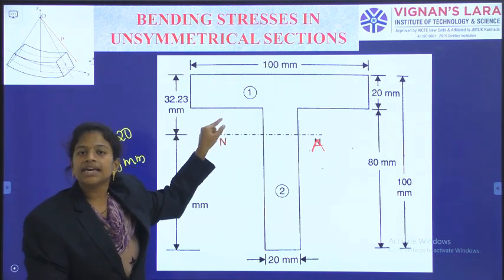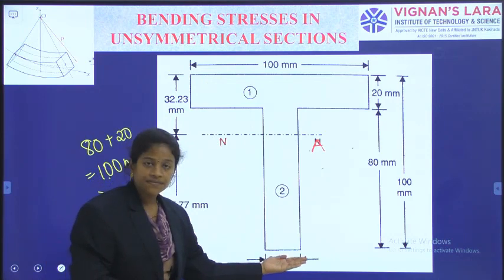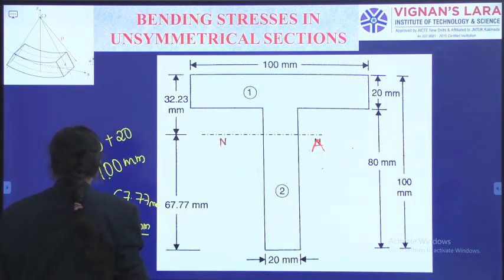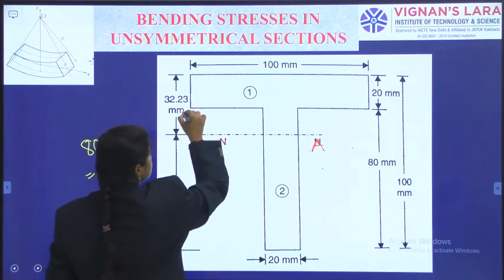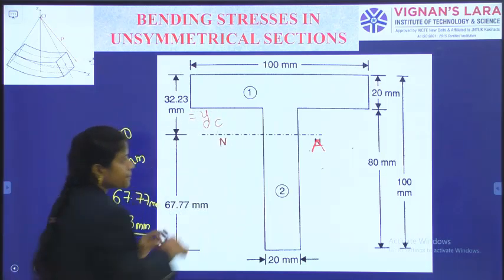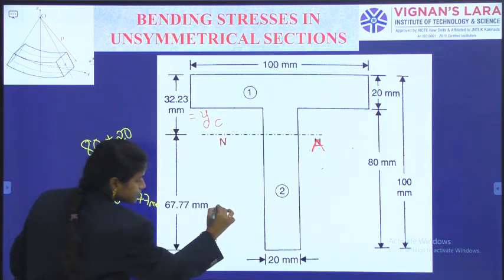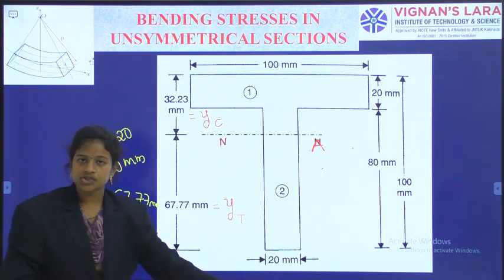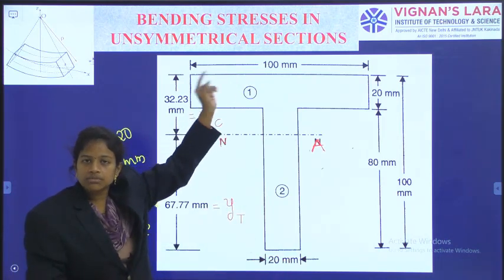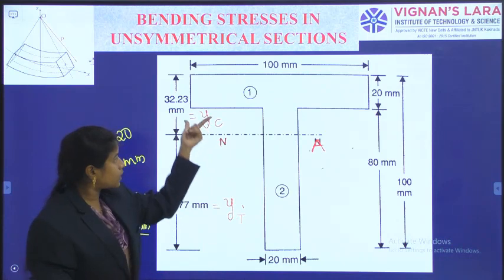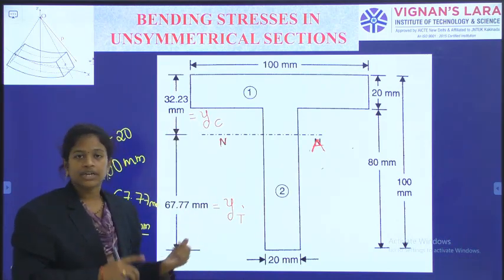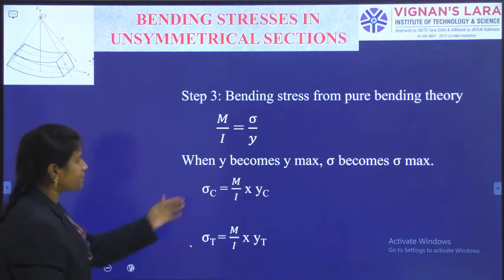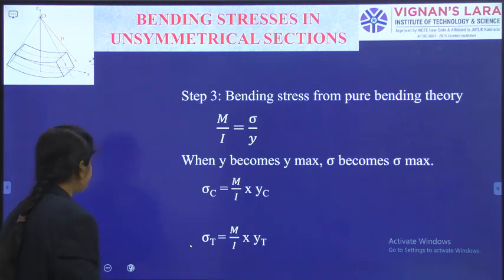As it is a simply supported beam, the bottom face will be in tension and the top layer will be in compression. So this measurement is the compression face's distance and this value is the tension face's distance, because in the bottom only the tension zone comes, and in the top the compression zone comes, as it is a simply supported beam. Yc value, Yt value, capital M and capital I we have got. Substituting all these answers, we will get sigma C and sigma T.